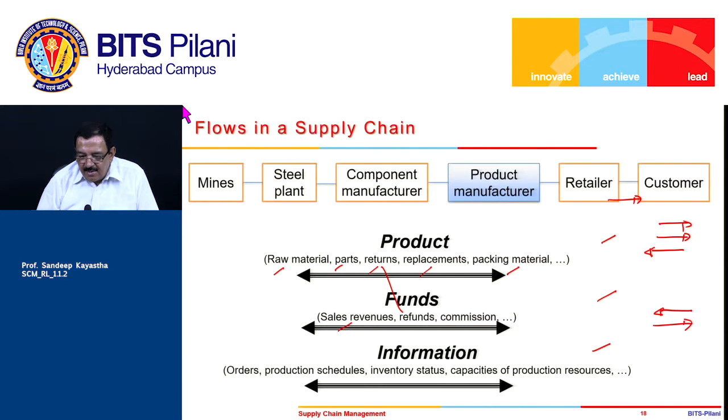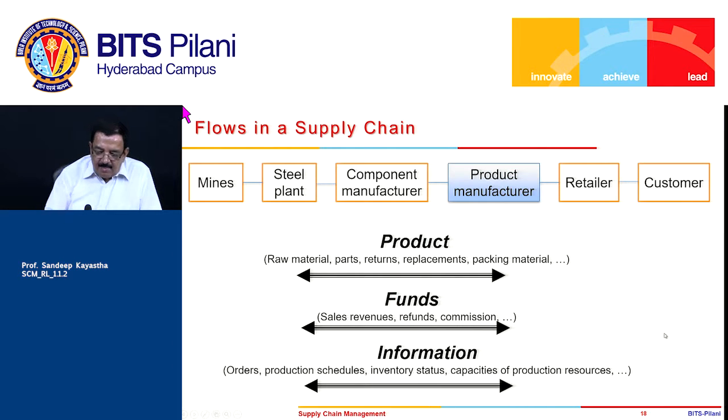If the retailer or the wholesaler is an agent of the manufacturer, in that case, the funds may move from the customer directly to the manufacturer, and the manufacturer will give the funds to the retailer as part of commission. So in case of commission also, the flow will happen towards the right hand side. So these are primarily two flows that happen in a supply chain.